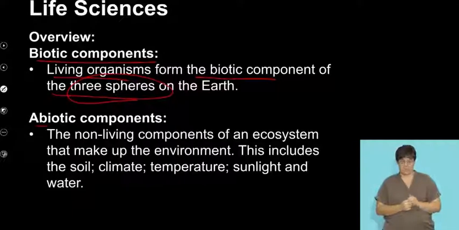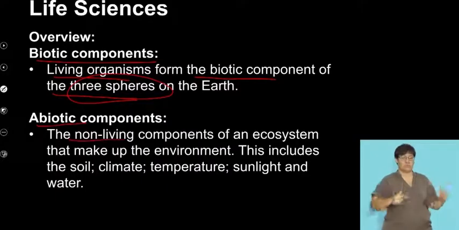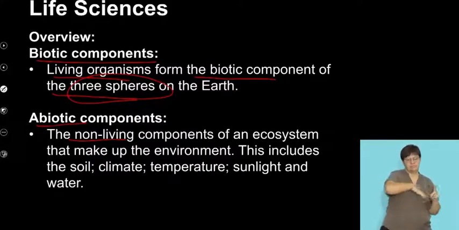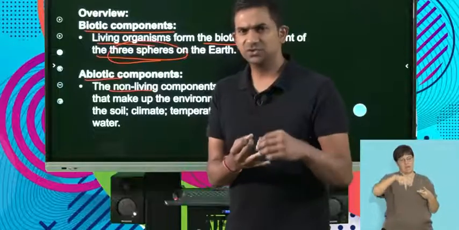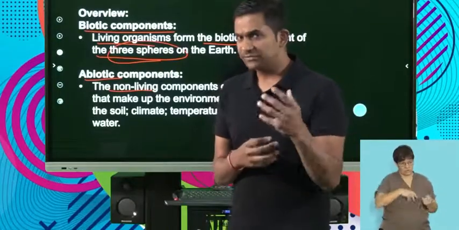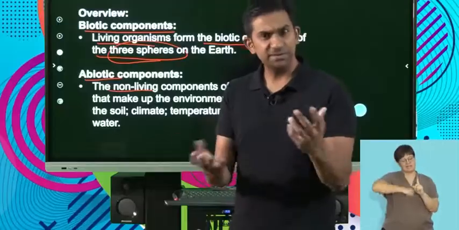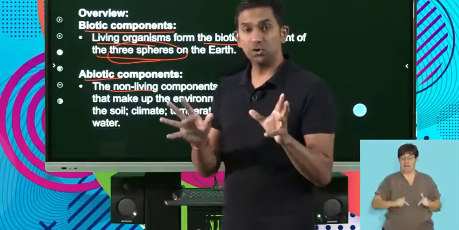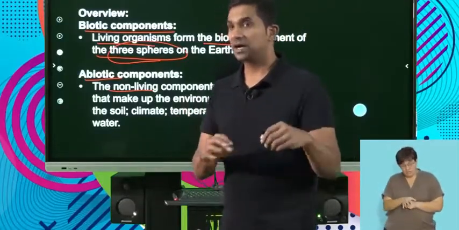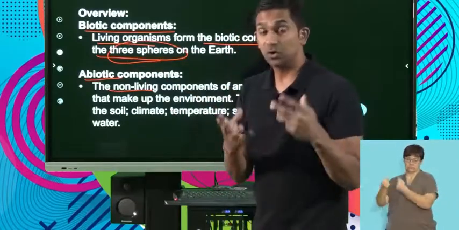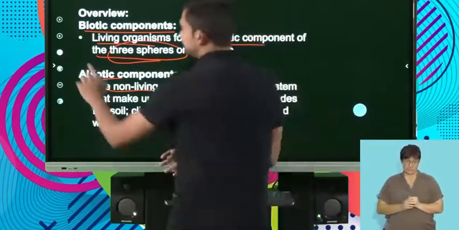As I mentioned, the abiotic components were the non-living components, and these would be the constituents of the environment. So it will be the soil, the pH of the soil, the types of soil. It would refer to light. It would refer to the temperature of the area. So these would be the non-living components that influence how these biotic factors or organisms survive.